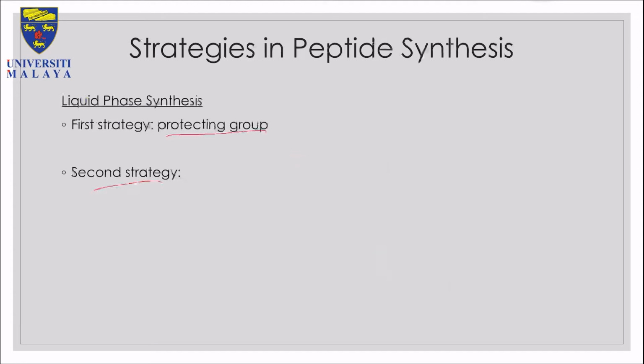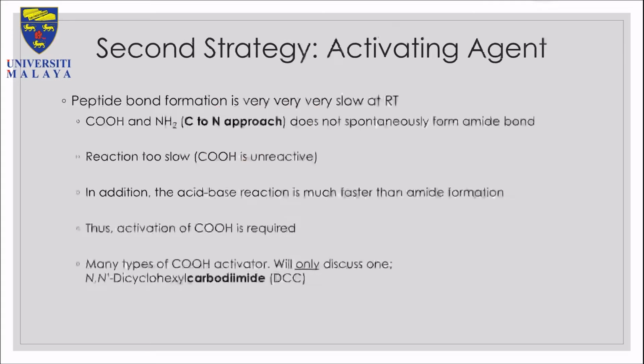So now we've looked at the first strategy, which is the protecting group. What is the second strategy? It is by using an activating agent. As I mentioned, two amino acids do not spontaneously form an amide bond. If you put them together, it might take a few years. Yes, you might get a dipeptide, but the reaction is too slow because the carboxyl terminal is unreactive. So you need to add something else to promote the activity of the carboxyl terminal, and that is what we call the activating agent.